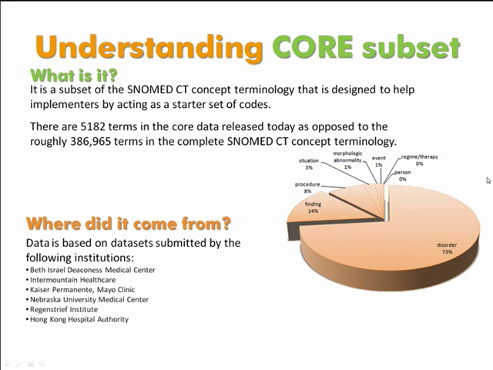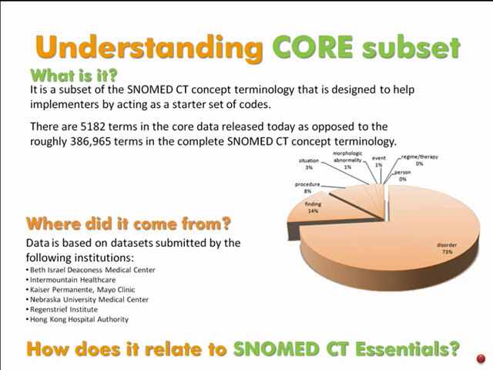When you look at this compared to what we saw earlier with the full concept types in SNOMED CT Essentials, obviously this one is weighted a little bit differently. Instead of being 24% disorder, this one is 73% disorder. It's mostly disorder, some findings, some procedure, a few of these other smaller things, but by and large, it's mostly a disorder subset. So how does this relate to SNOMED CT Essentials? I've got this core subset, I've got Essentials. How do they relate to one another?